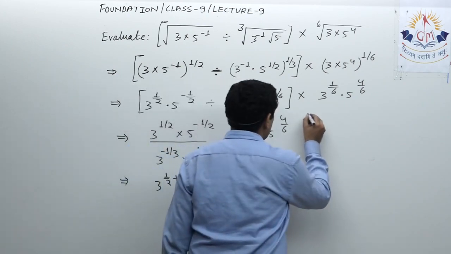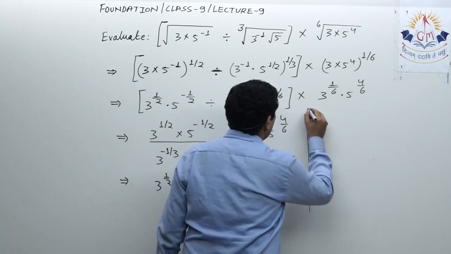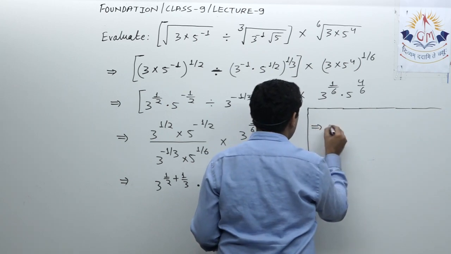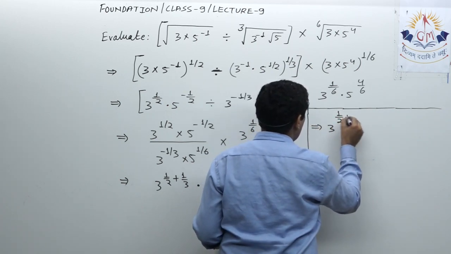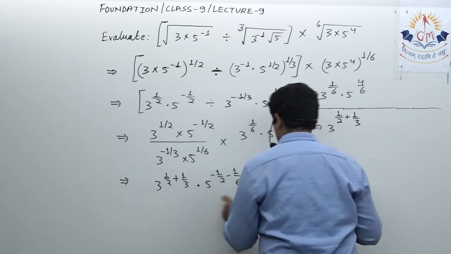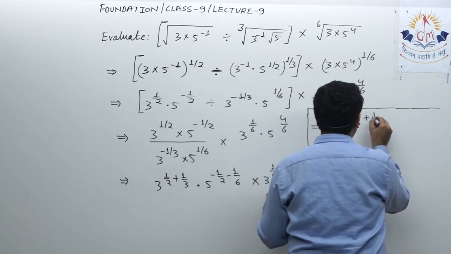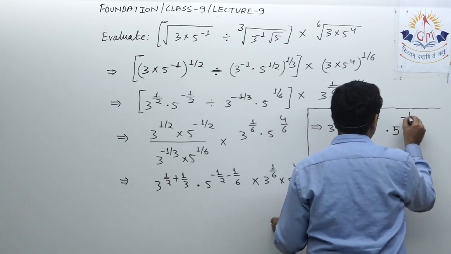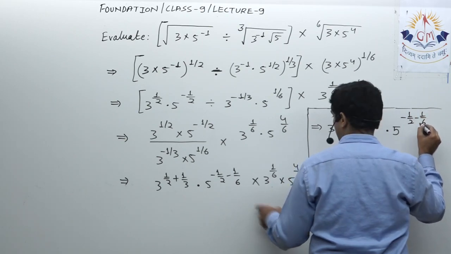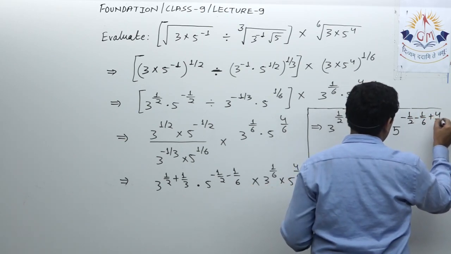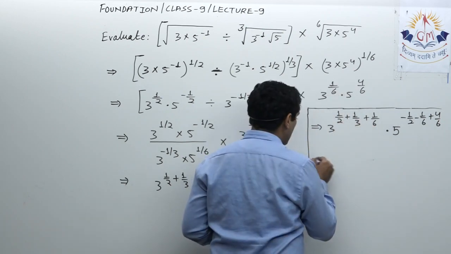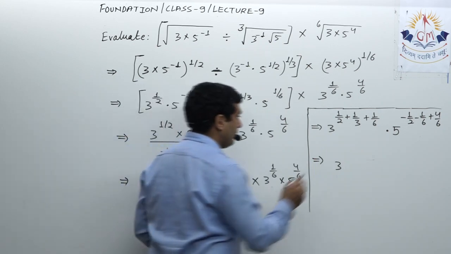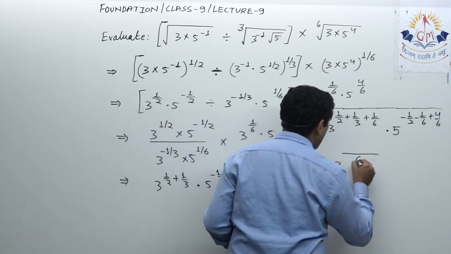Okay. Over here I write the terms with the same base together. Here it is 3 raised to 1 by 2 plus 1 by 3, then I took this term as well, so 1 by 6 multiplied by 5 raised to, here it is minus 1 by 2 minus 1 by 6 plus 4 by 6. Now here you have to take the LCM. So LCM of 2, 3 and 6 is 6. So here LCM will be 6.